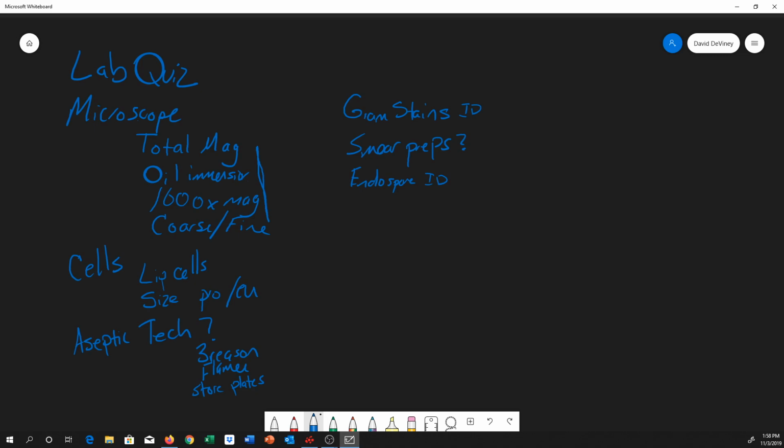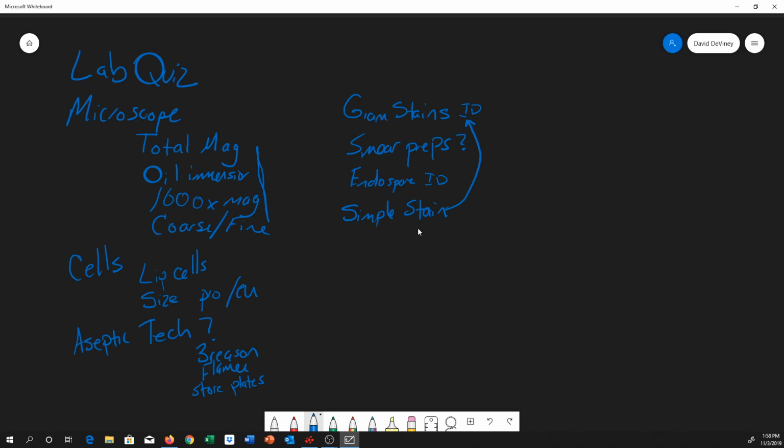Right, we did simple stains. So I'm kind of doing this a little bit backwards. So we did the simple stain. What does a simple stain not tell us, for instance, that maybe the gram stain does? And if I do the simple stain itself, what does it tell us?